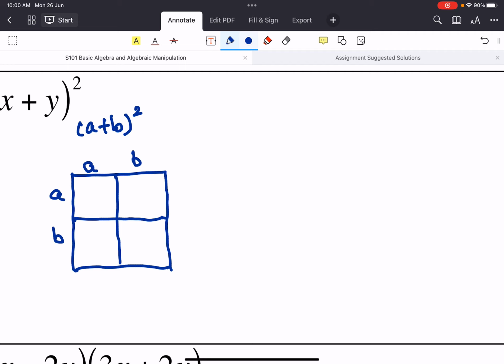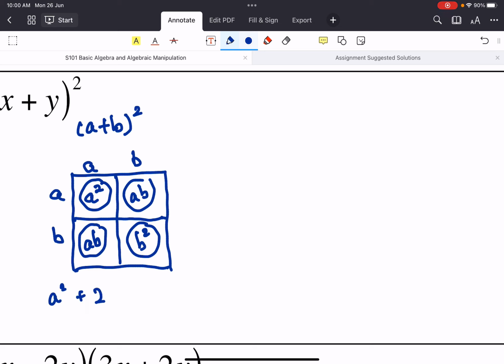So in the top left corner, the area of this portion here is a squared, right? Because it's a by a. And the bottom right will be b squared. Top right, the length is a times b, so it's ab. Bottom left, a times b, ab. And that is how we get a squared plus 2ab plus b squared.